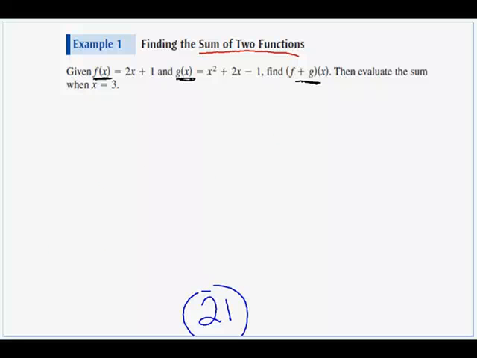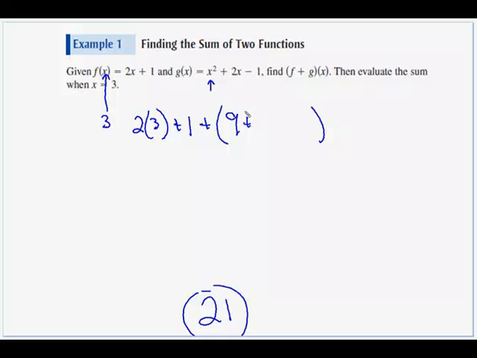Let's see if we could have done that separately. What if I had plugged a 3 in for that x? So that would be 2 times 3 plus 1. Oops, I got my parenthesis in the wrong. 2 times 3 plus 1. And we're going to add to that the other function. If I plugged a 3 in there, it would be 3 squared is 9 plus 2 times 3 is 6 minus 1. Well, here we have 6 plus 1 is 7 plus 6 plus 9 is 15. 15 minus 1 is 14. And 7 plus 14 is the same, 21.